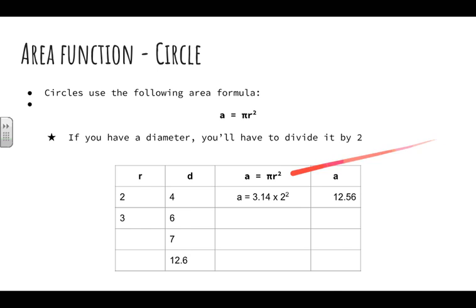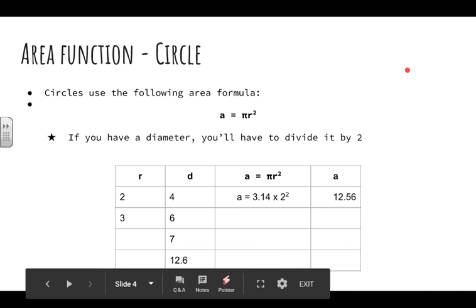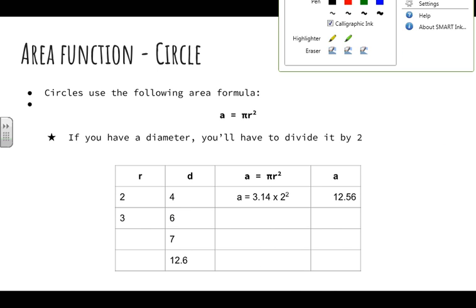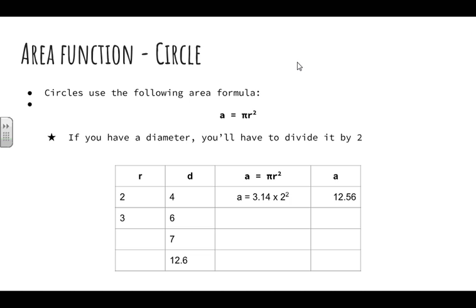How about area? We're going to use the following formula for area. The area of a circle equals pi times the radius squared. Remember that squaring a number means you're multiplying it by itself. You're not just multiplying it by 2. And we have to use a radius. So if you're given a diameter, you have to divide it by 2 to find the radius.